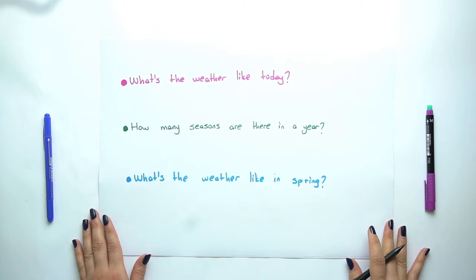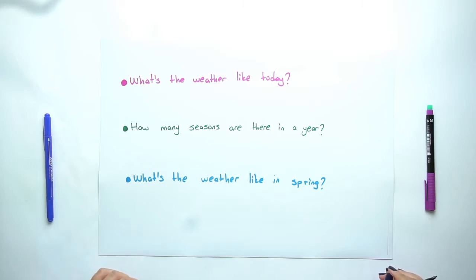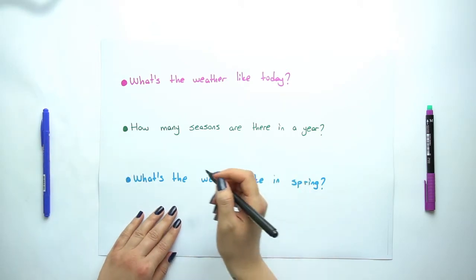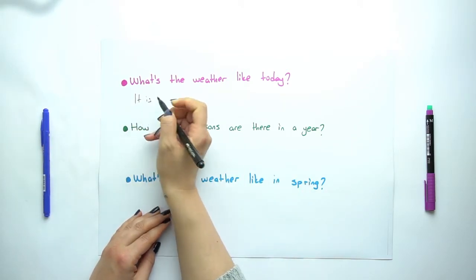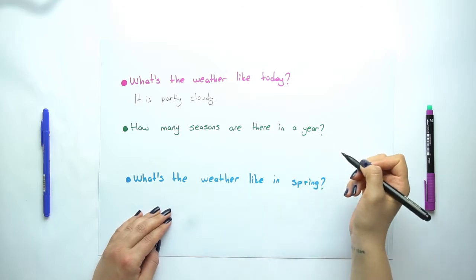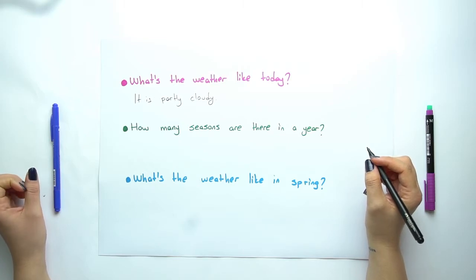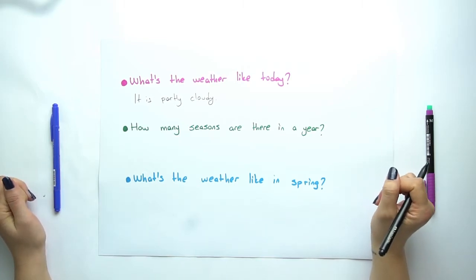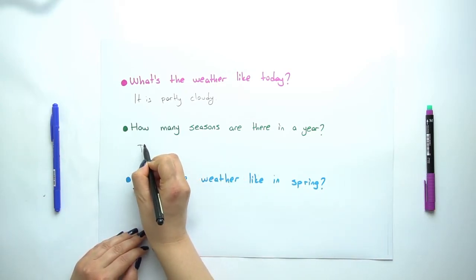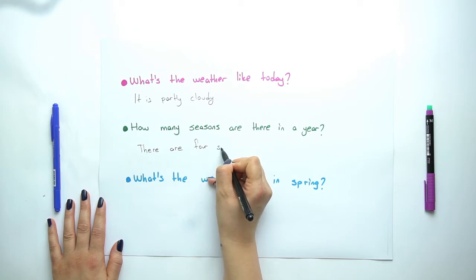Now, here in this part, we have some questions about weather types and seasons. Now, what's the weather like today? So, today it is partly cloudy. And let's continue with the second one. How many seasons are there in a year? Think about the seasons. We have 4 seasons in a year. So we can say there are 4 seasons in a year.